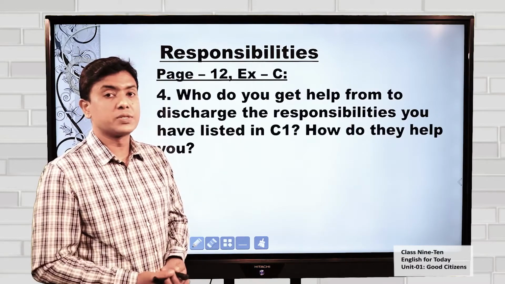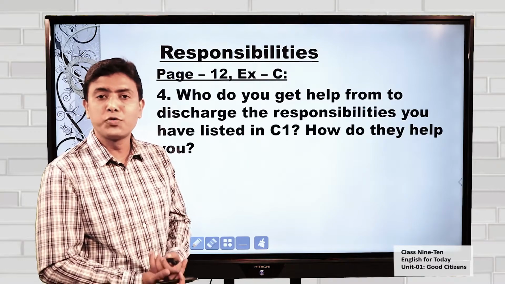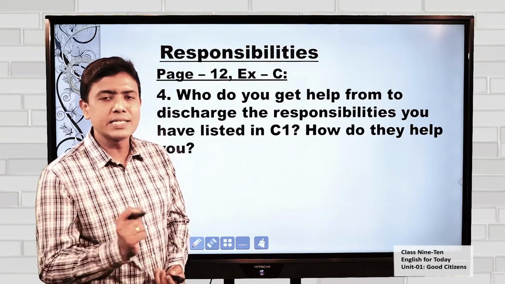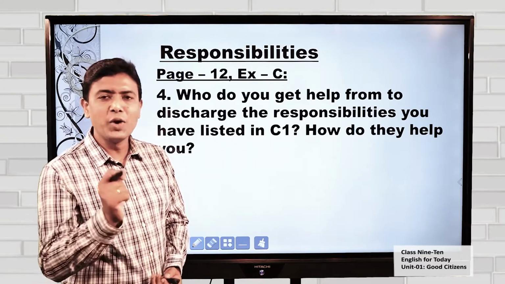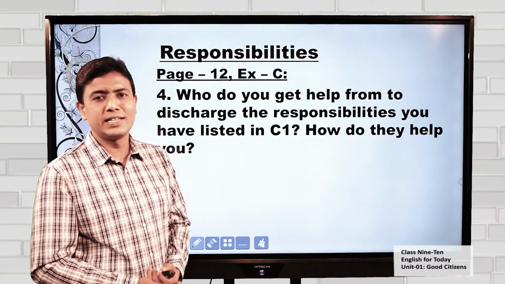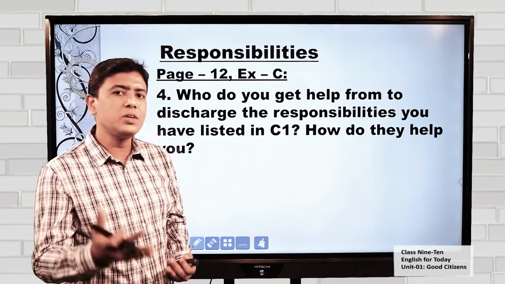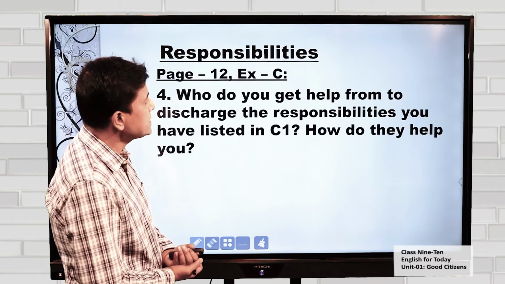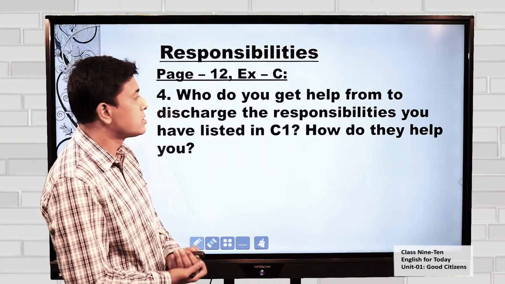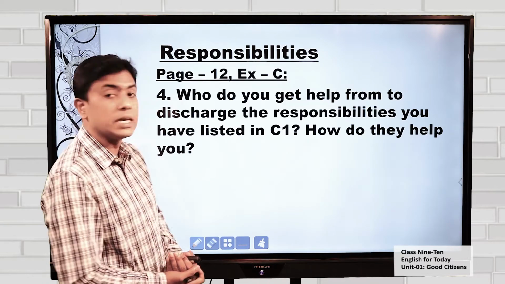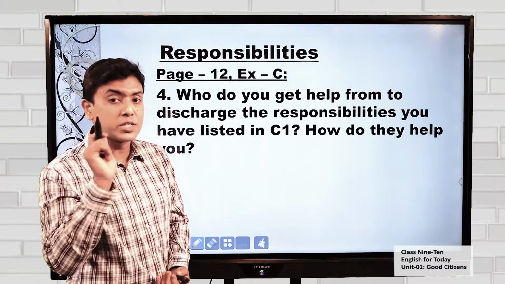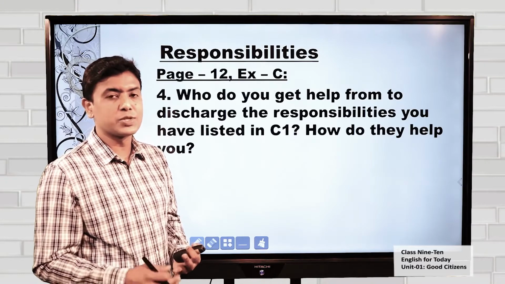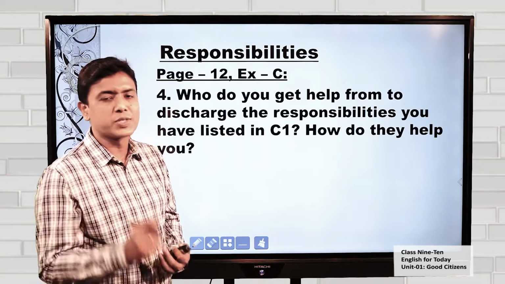So my dear students, from now on, from question number 4 to question number 8, we will be discussing the answers, but you have to formulate your own answer in your own words. I am here just to give you a guideline of the answers. Number 4, who do you get help from to discharge the responsibilities you have listed in question number 1? What have we listed? We listed our home, we listed our school, and we have listed our society.